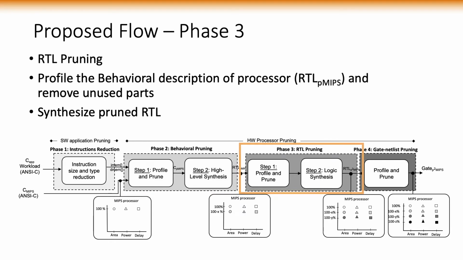Phase 3 does the exact same thing at the RT level. After high-level synthesis, many more operations are made visible. Think about a for loop that has been unrolled. So now these operations within those for loops can be pruned. So we do the same thing: profile, simulate, prune, and after this we generate new RTL that is then synthesized to obtain a gate netlist.